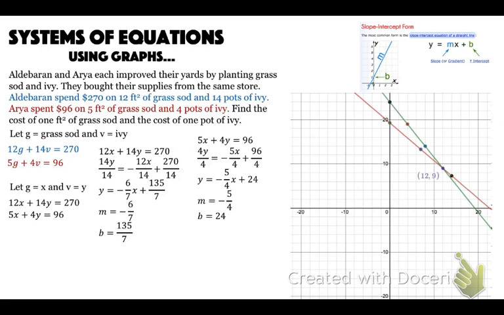So they cross right there at 12, 9, which means that x equals 12 and y equals 9. But remember, we let g equal x and v equal y. So that means that 12 equals g and 9 equals v. So it's $12 for 1 foot of grass sod, and it's $9 for 1 pot of ivy.